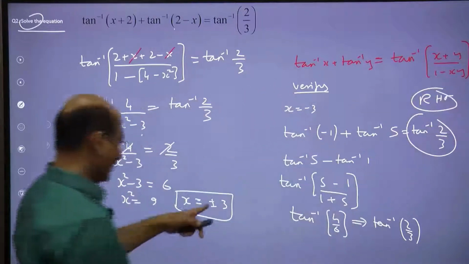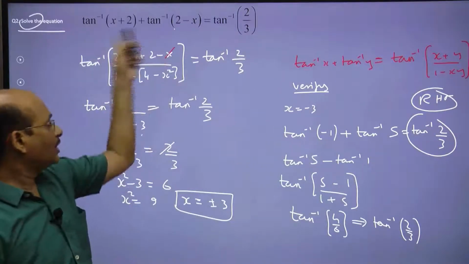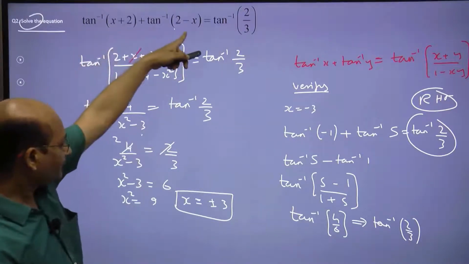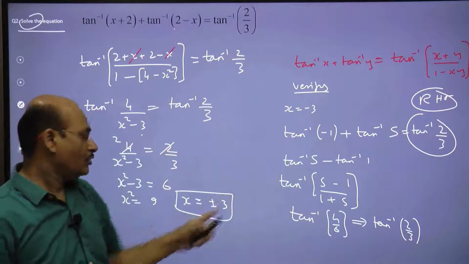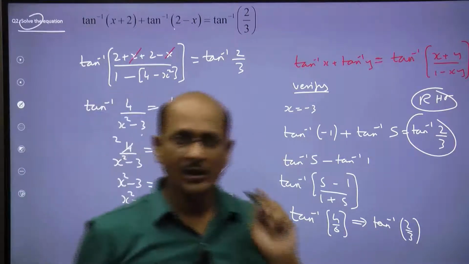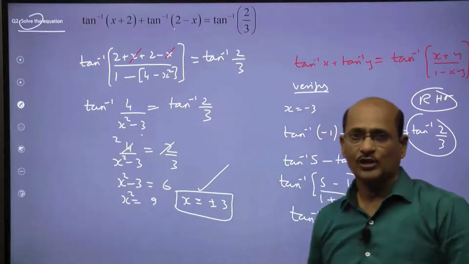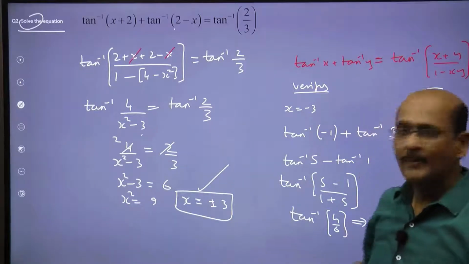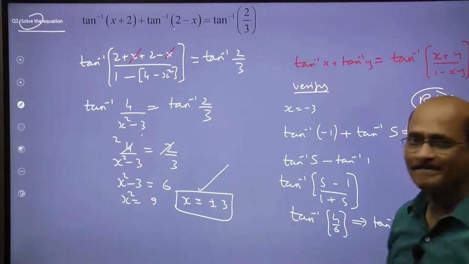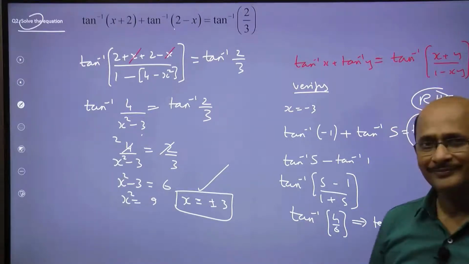So when I put the second value x equals minus 3 in this equation, it satisfies, and definitely it will be tan inverse 5, tan inverse minus 1, same thing. So I think both the values are acceptable for this particular inverse trigonometric equation. So the value of x turns out to be plus or minus 3. So I hope you got this point clear. So please watch it down.